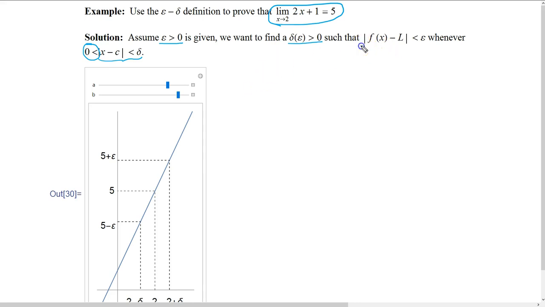So we're going to start out with this statement here, and we're going to mathematically manipulate it to figure out how close x has to be taken to c. Now in this case, our f(x) is 2x plus 1, our L is 5, and our c is 2. So keep that in mind. So we'll start out with this. Now that's equivalent to stating, that means, is the same as. Now we're going to put in what our function is and what our limit L is.